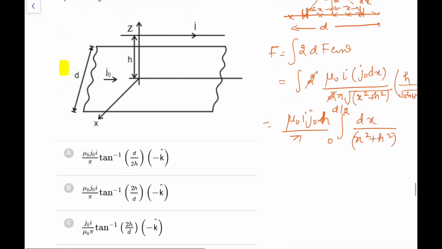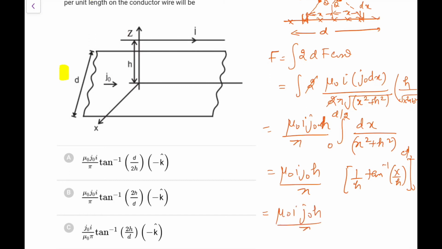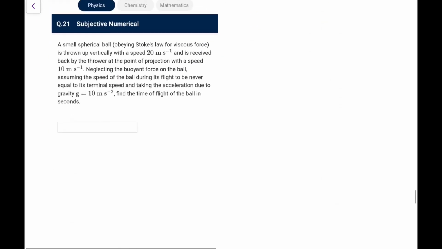So what we are getting here is dx upon x square plus h square. You know this integration, you all are maths students, so you know this is a standard result. It would be 1 by h tan inverse of x by h, with limit from 0 to d by 2. For 0 it would be 0, so for d by 2 you will have it. So it is mu naught I j naught h upon pi, and 1 by h goes, so this h will cancel out, and this would be tan inverse of d by 2h, and the direction you can directly make out is minus k cap. So as per the option it is coming out as k. So it is a very nicely designed question.